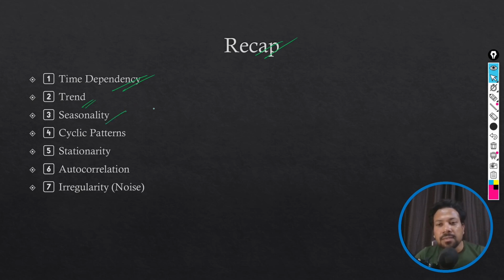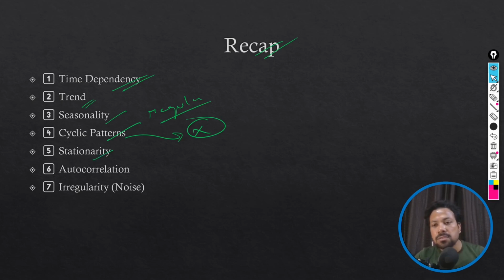Seasonality: the patterns that are going to repeat again and again at regular time intervals. Cyclic pattern: the patterns that are going to repeat again, but we do not know after how much time they are going to occur again. So in seasonality we have a regular time period. Cyclic patterns, no regular time period. We do not know anything about them.